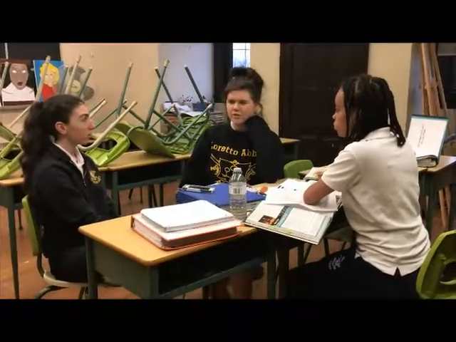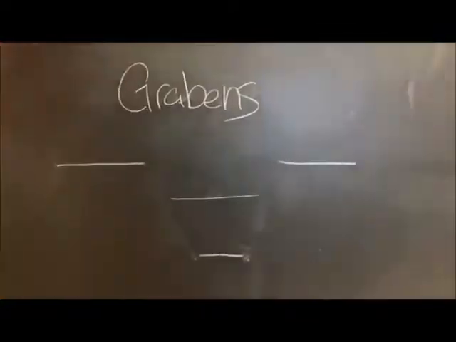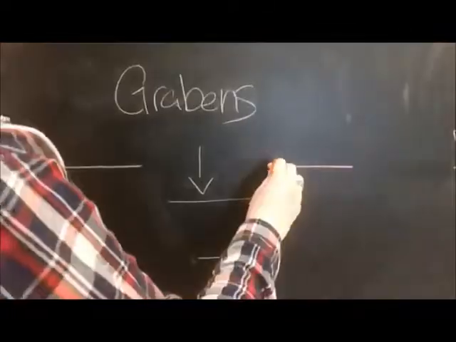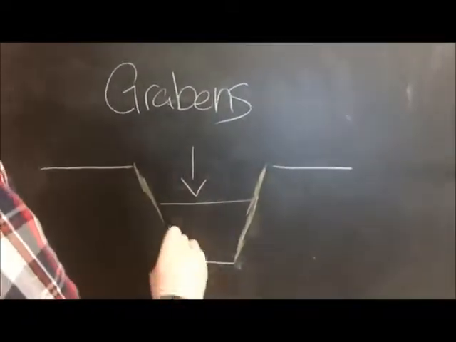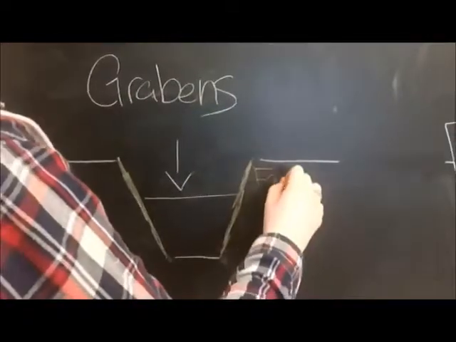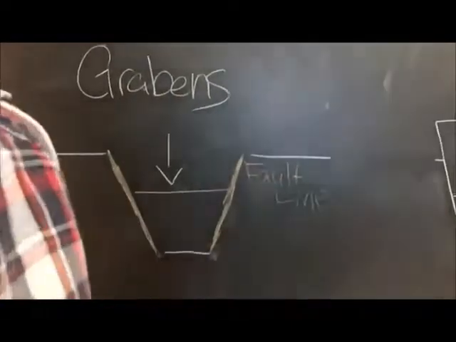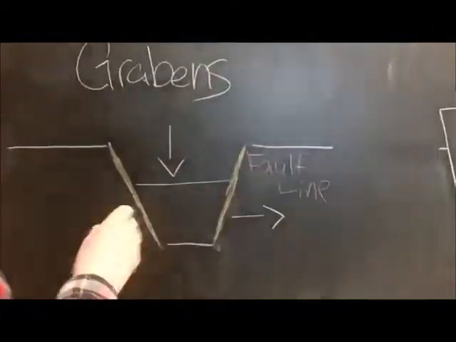But guys, what are grabens and horsts? They are highlands and lowlands created by faulting. Grabens are formed when two plates are sliding apart, causing the land in between to sink down. Grabens are also known as rift valleys.